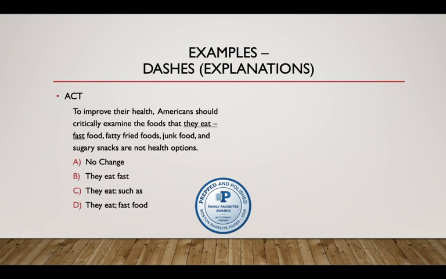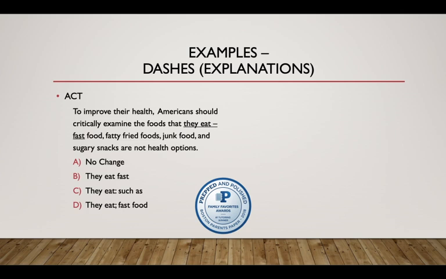Now, I have the option of "they eat dash fast food," "they eat," no punctuation, "fast food," "they eat colon such as," "they eat semicolon fast food." We have a little bit of an issue here because I have a dash and I have a colon. But here's the thing, C has another answer choice. The words in this answer choice create an awkward phrase, "such as." Such as is a lot like including. It creates a dependent clause, and we can't have that there, so I can't go with answer C.